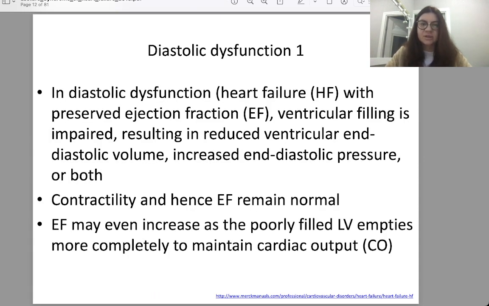Diastolic dysfunction. In diastolic dysfunction, heart failure with preserved ejection fraction, you remember it's all okay with systole, but there is abnormal diastole.